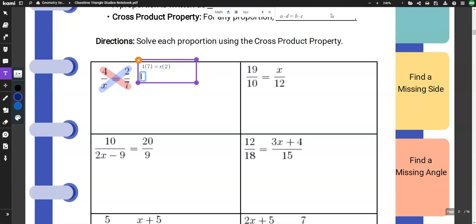And remember, it doesn't matter which side your x is on, it's still good. We have a property for that, remember? Our symmetric property. All right, so now I have 28 is equal to 2x. And what I'm going to do now is divide both sides by 2.